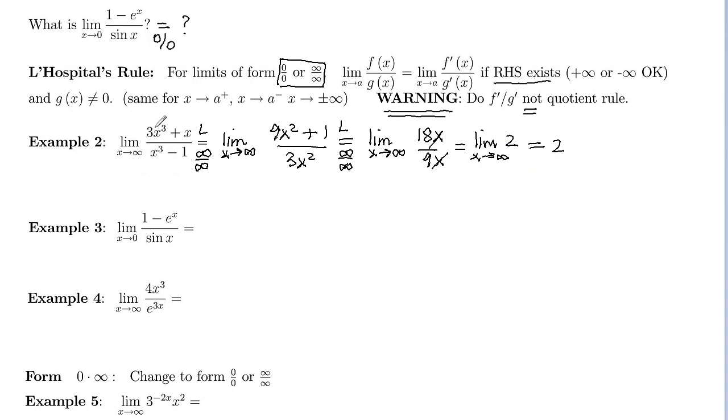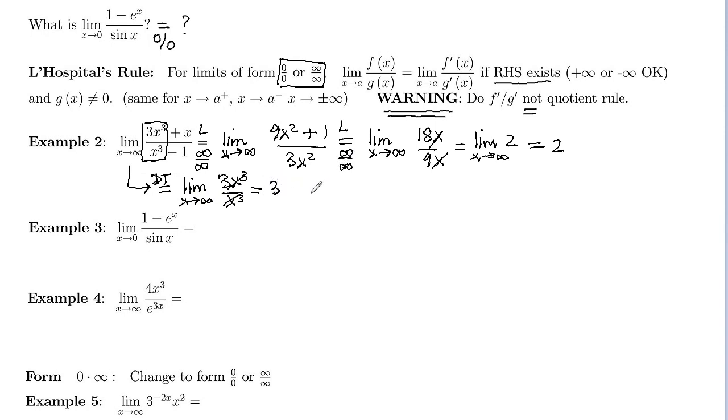Now, in Calc 1, we had another way to do these limits. We would look at dominant terms, the highest powered terms, to determine what's going on. That's for limits as x goes to infinity or negative infinity. So we could say, by dominant terms, and I'd usually put DT above to indicate dominant terms, this is the limit of 3x cubed over x cubed, and then the x cubes cancel, right? And x is going to infinity, and we get 3.